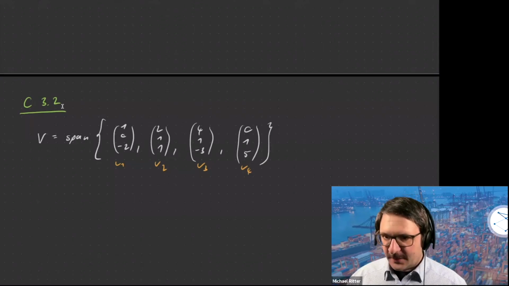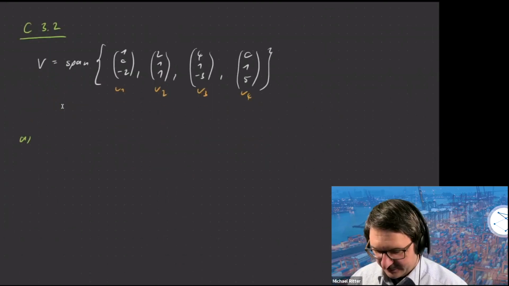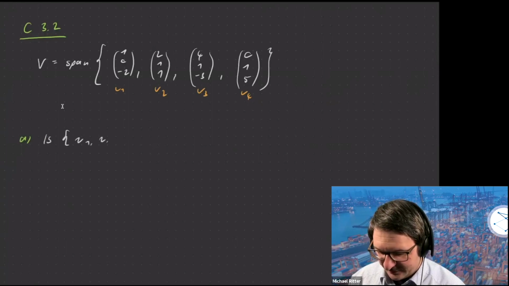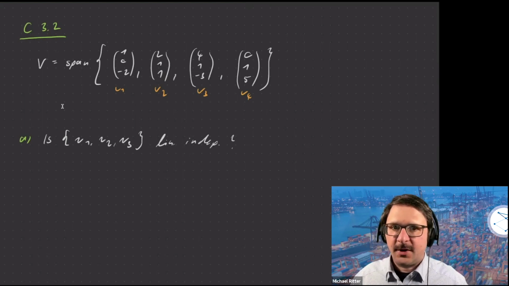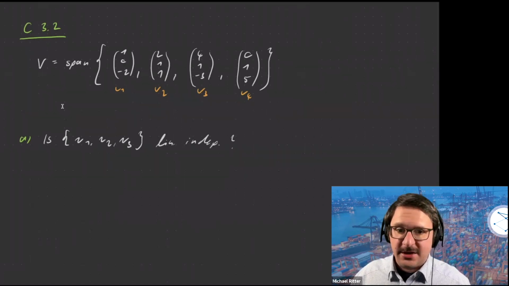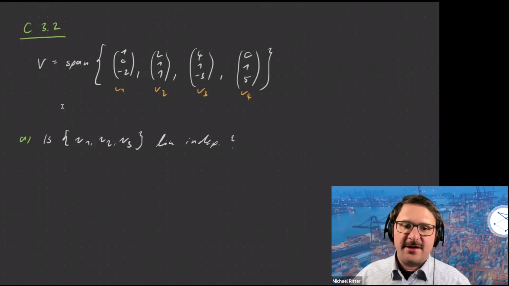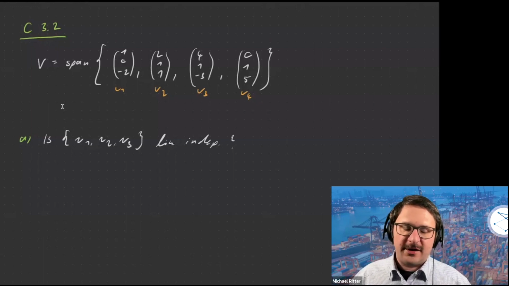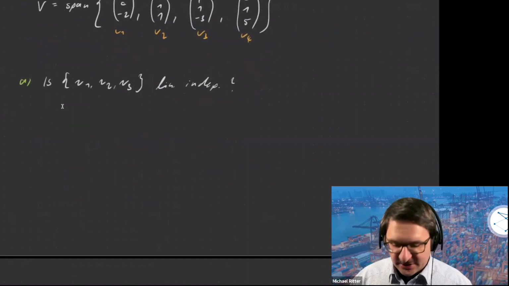First question, is a given set linearly independent? So let's have a look at that one. Is the set V1, V2, V3, the first 3 vectors, linearly independent? Now, what does linearly independent mean? Basically, the idea is that all vectors in this set are necessary to actually generate the span of that set. You cannot remove a vector and still get the same span. Formally, the definition was this.